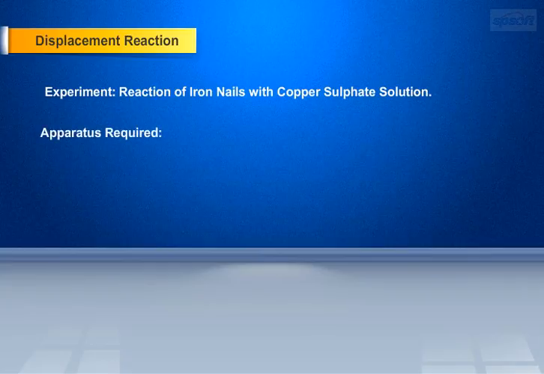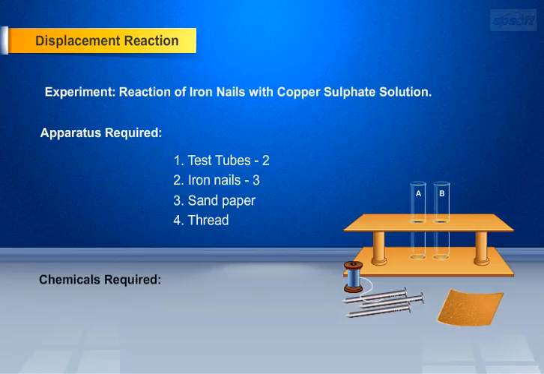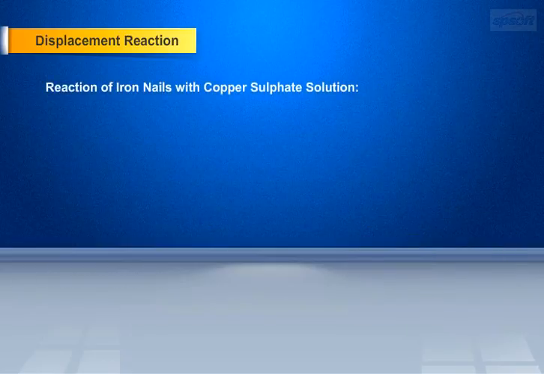The apparatus required for this experiment are 2 test tubes, 3 iron nails, sandpaper, and thread. The chemical required for this experiment is copper sulfate solution. Please follow the precaution during the experiment. Iron nails should be very clean. If not, please use sandpaper to clean them. Let us start the experiment.